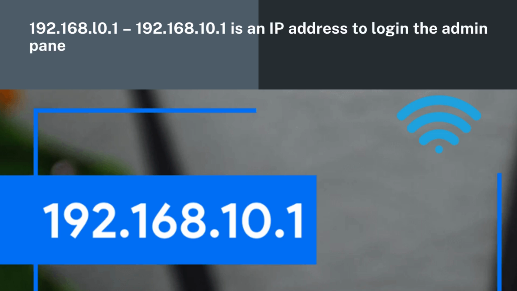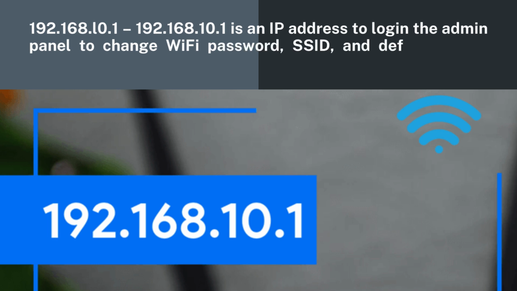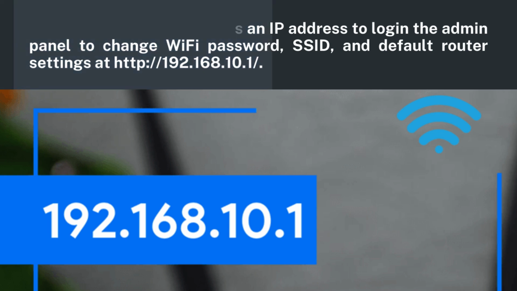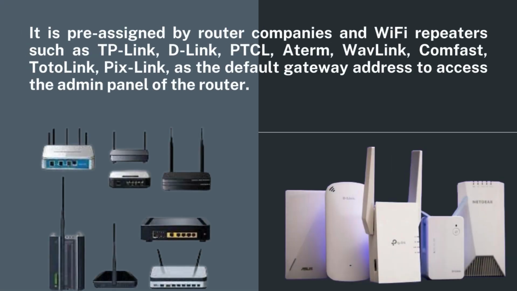192.168.10.1 is an IP address to log in to the admin panel to change the Wi-Fi password, SSID, and default router settings at http://192.168.10.1. It is pre-assigned by router companies and Wi-Fi repeaters such as TP-Link, D-Link, PTCL, Aterm, Wavelink, Comfast, Totolink, Pixlink, as the default gateway address to access the admin panel of the router.